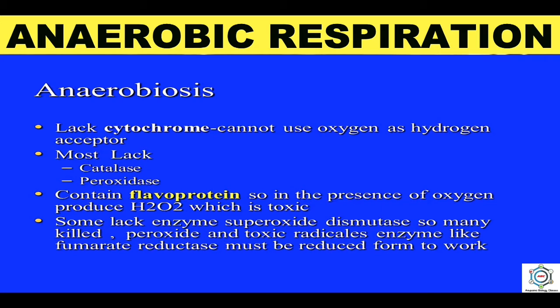So in case of anaerobiosis, they lack cytochrome and cannot use oxygen as hydrogen acceptor. Most lack catalases and peroxidases, and contain flavoproteins, so in the presence of oxygen they produce H2O2, which is toxic. Some lack the enzyme superoxide dismutase, so they cannot kill peroxide and toxic radicals. Enzymes like fumarate reductase must be in reduced form to work.